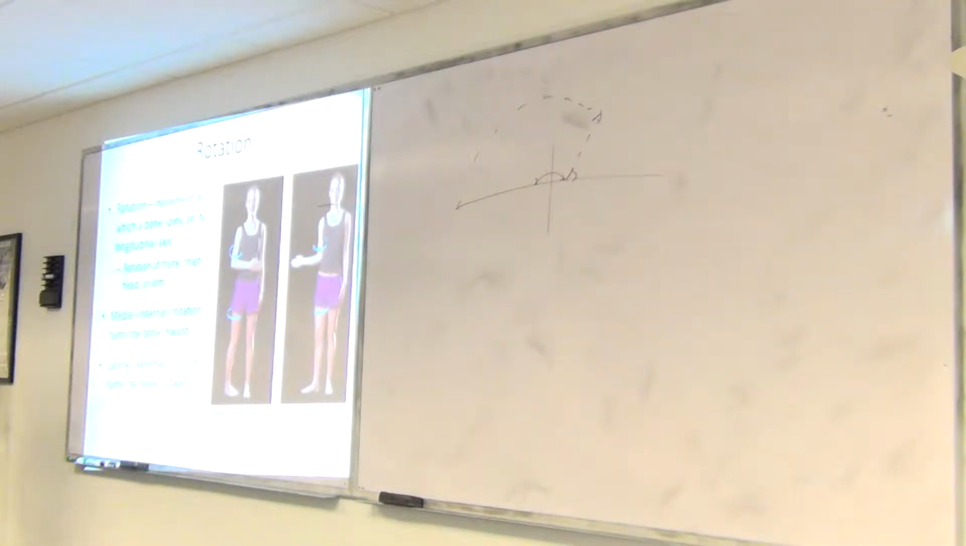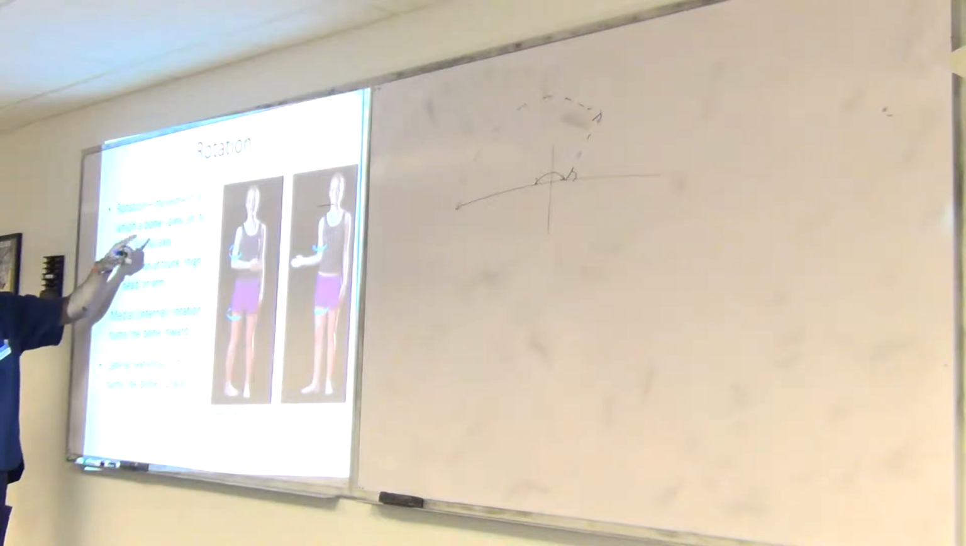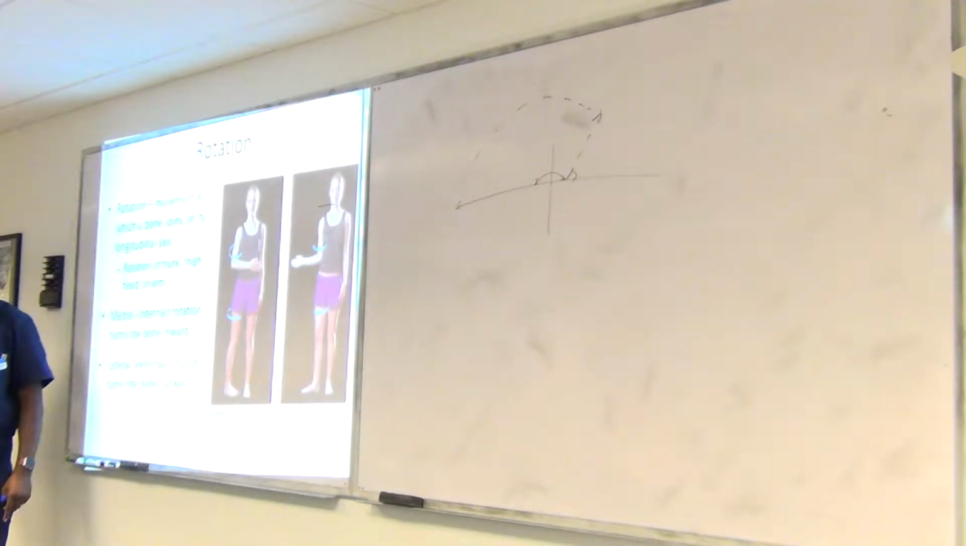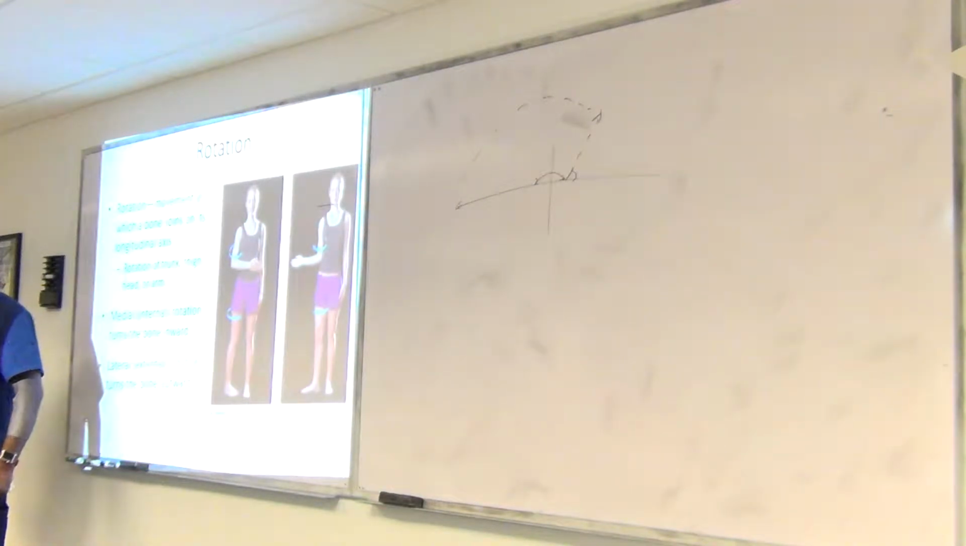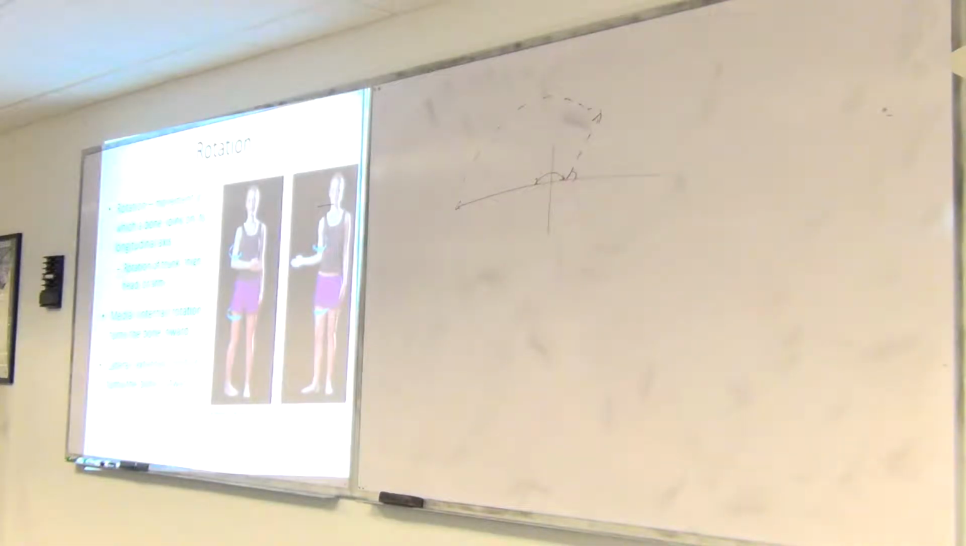All right. So rotation is actually when you spin. We are spinning on the longitudinal axis. So you got it this way, moving it down. This is the longitudinal axis, you're kind of spinning it. That's rotation. Or the leg. So we have the medial rotation, which means you are turning the bones inward, and outward.